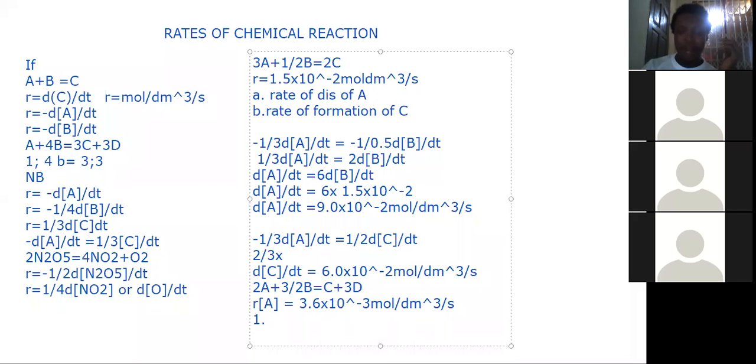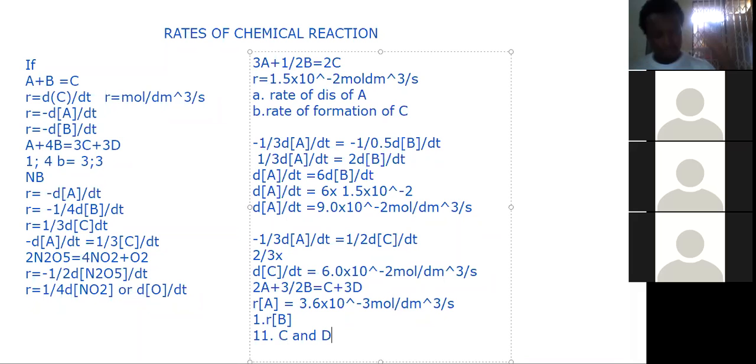Find the rate of disappearance of B. Two, find the rate of formation of C and D. So find C and D.